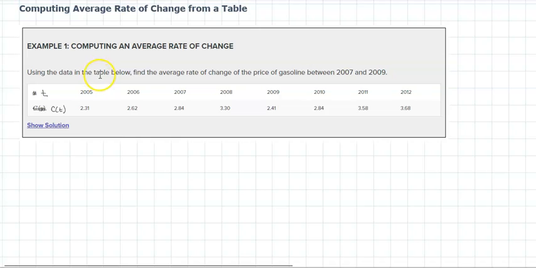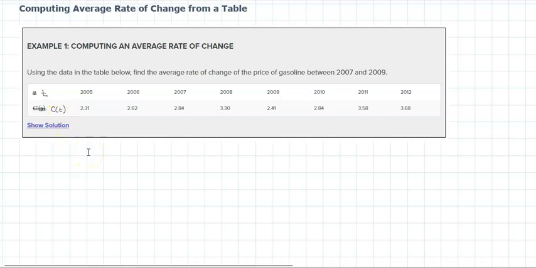So it says, using the data in the table below, find the average rate of change of the price of gasoline between these 2 years. So let's take a look at what we've got here. Before, they had y and c of y, and y was actually x, which is really confusing. So y stood for year, but I just changed it to t for time, okay? So the t is time, and c of t is the cost, price of gasoline, dependent upon time. So I wrote it as c of t.